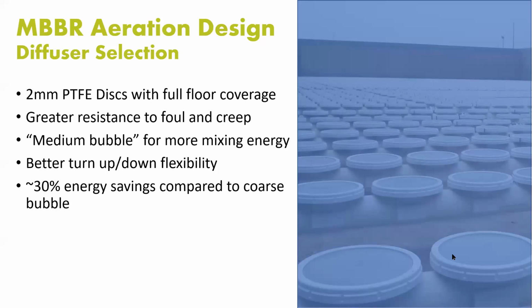Well, two things are important when considering an aeration system. One is to make sure that you have the proper mixing patterns. So we use full floor coverage, which means a minimum density of about 7 to 8% of diffusers on the floor. This ensures that you don't get any roll patterns within your tank so that you're actually mixing your media properly and there's uniform distribution. We also use 2mm PTFE discs because these have greater resistance to foul and creep.